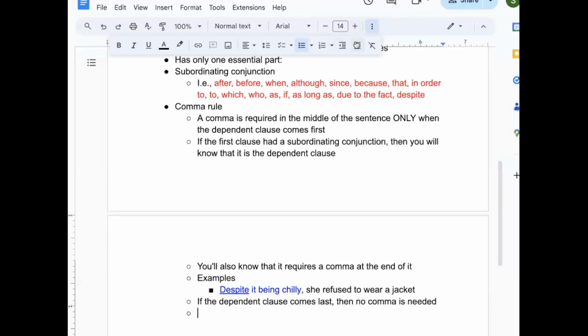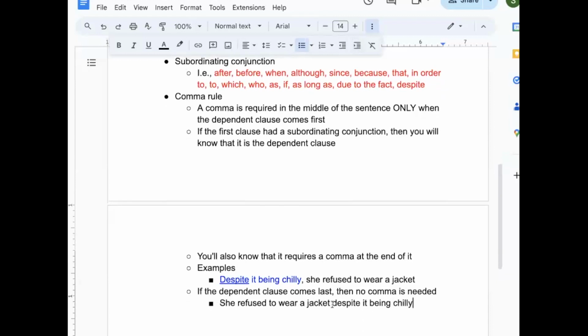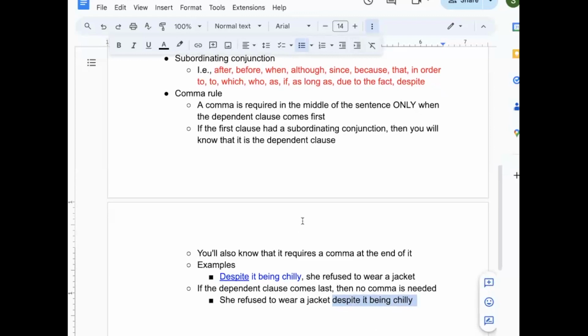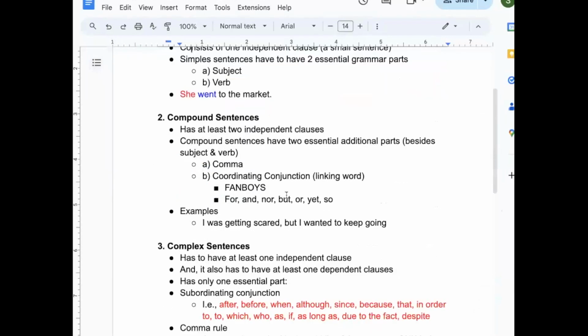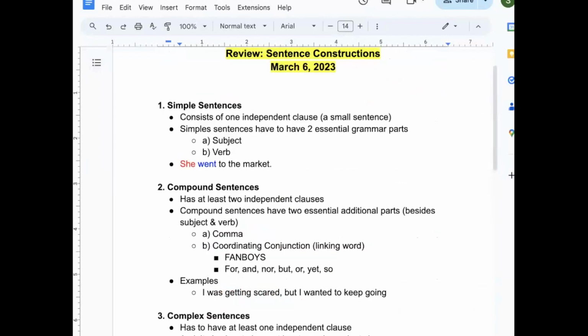So we could use the same sentence and just simply say she refused to wear a jacket despite it being chilly. So no comma needed there. So that's when the dependent clause comes last. Okay, any comments with that? We didn't go into it as in depth as we did last time. We just want to make sure you guys are on the same page, okay? Any questions about any of those?